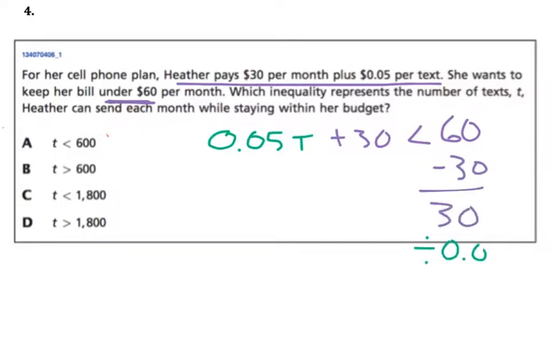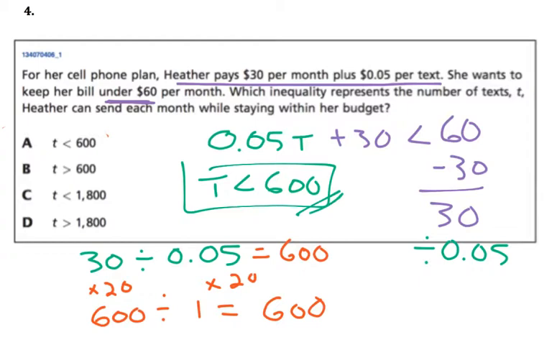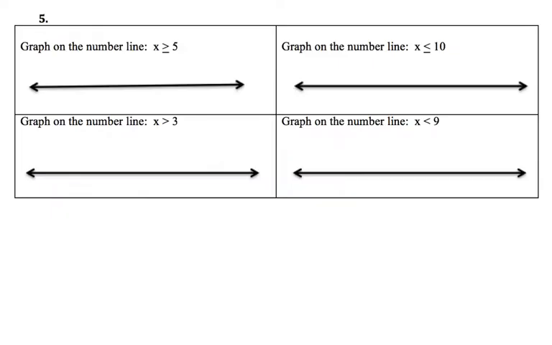and then divide by 5/100ths. You could do that on a calculator, just in case I don't get another chance to show it though. You could also think of division as a ratio, and you could multiply this by 20 and 20, which would be 600 and a whole. Or you could just use your calculator and you get 600. So our solution would be t is less than 600. And as you can see, that's answer choice A.